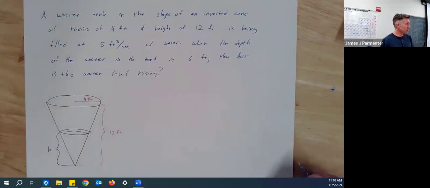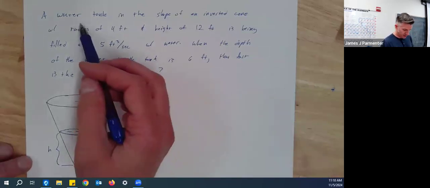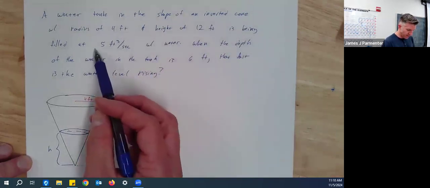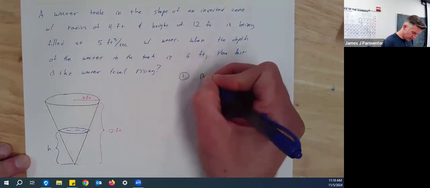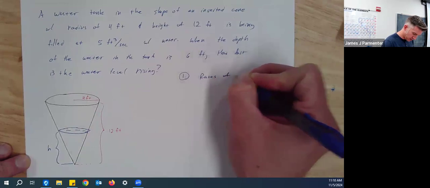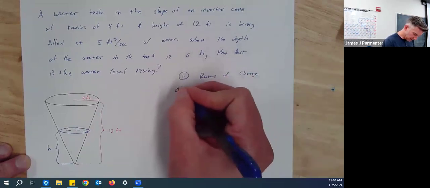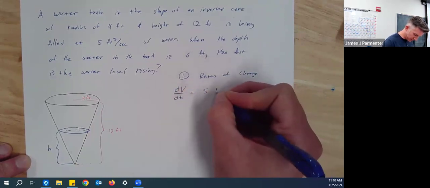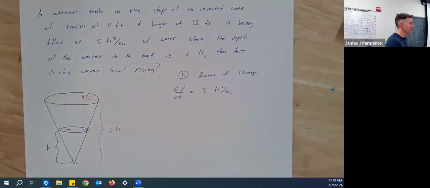So let's write down the things we know are changing. The things we know, things we're told. Let's see, a water tank in the shape of an inverted cone with a radius of 4 feet, height of 12 feet is being filled at 5 cubic feet per second. So we are told, as far as our rates of change go, that the rate of change of the volume, so dV/dt, is equal to 5 cubic feet per second. It's a lot of water. Maybe it's not a very good number.